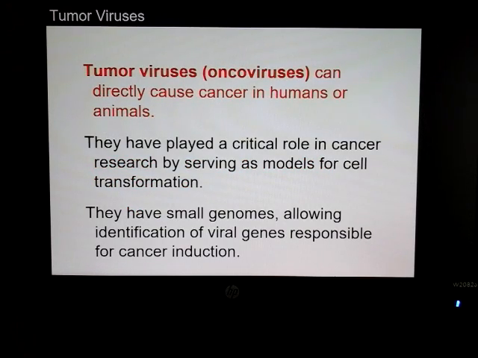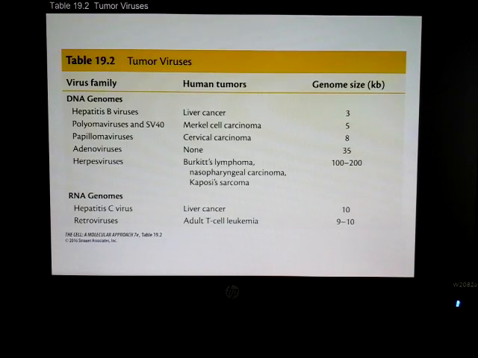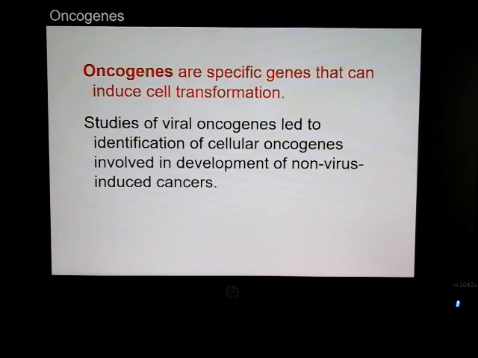There are also what are known as oncoviruses, and these are viruses that can cause cancer in humans and animals as well. So here's just an example, guys, of some of the different types of tumor viruses. Hepatitis B virus, papillomaviruses, so HBV, guys, herpes viruses, adenoviruses, etc. All of these can cause cancer in humans.